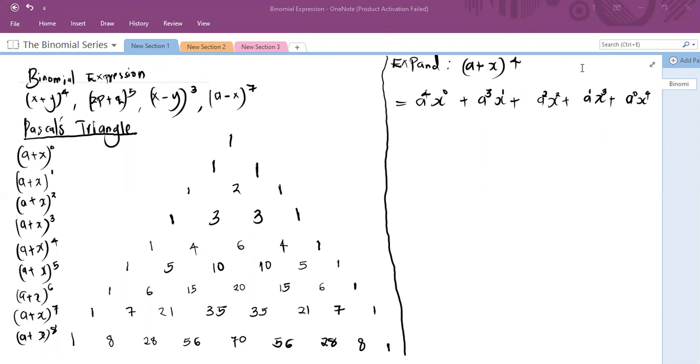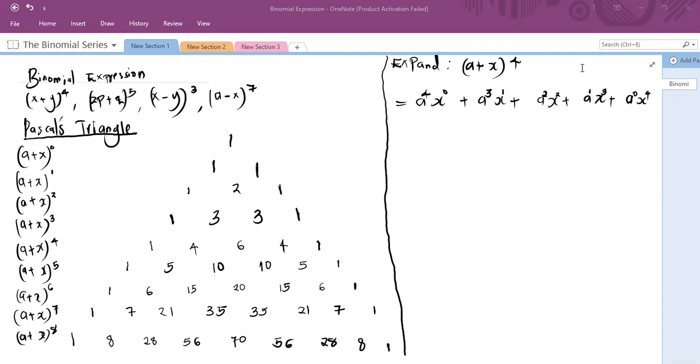Hello guys, so in today's video we're going to look at the binomial series. Now a binomial expression is one which contains two terms connected by a plus or a minus sign. So for example, these expressions here are binomial expressions. Now we can expand them using the Pascal's triangle for values of n equal to 0 all the way to 8. This triangle here gives us the coefficients of the expansion.